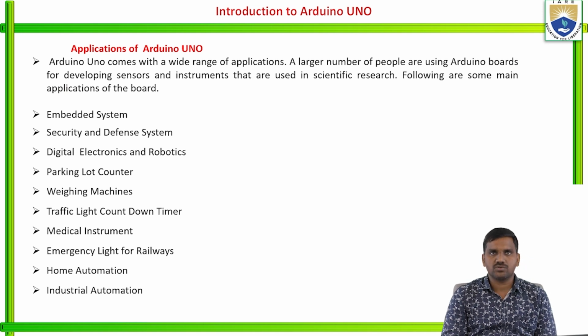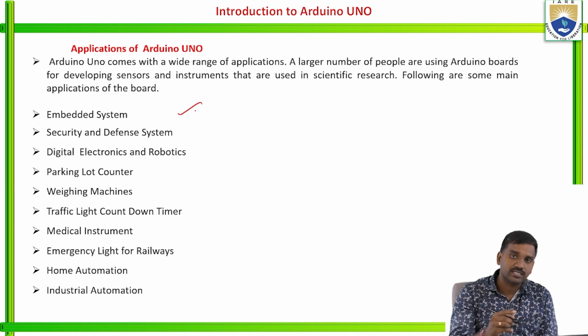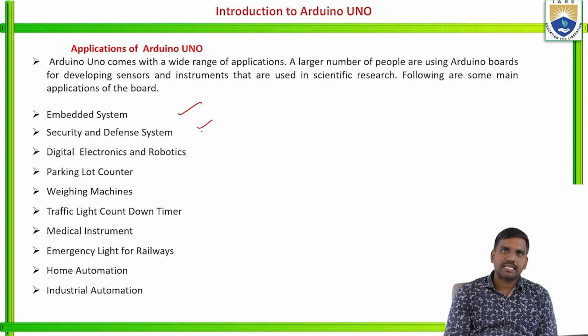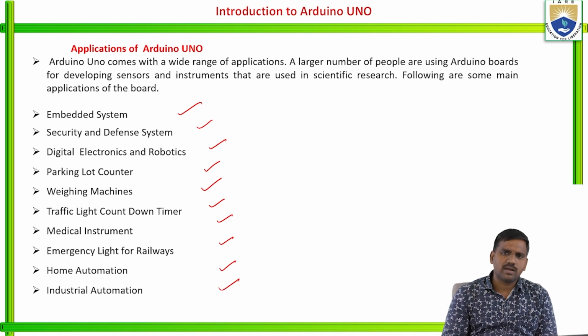And applications of Arduino Uno, we have in every domain. Nowadays we are using it in every domain, depending on the application. We are using the Arduino Uno module and the Raspberry Pi module also. The Arduino Uno comes with a wide range of applications. A large number of people are using Arduino boards for developing sensors and instruments used in scientific research. Following are some applications: embedded systems, security and defense systems, digital electronics and robotics, parking lot counter, weighing machines, traffic light countdown timer, medical instruments, emergency light for railways, home automation system and industrial automation system. In every domain, the need for Arduino is mandatory.